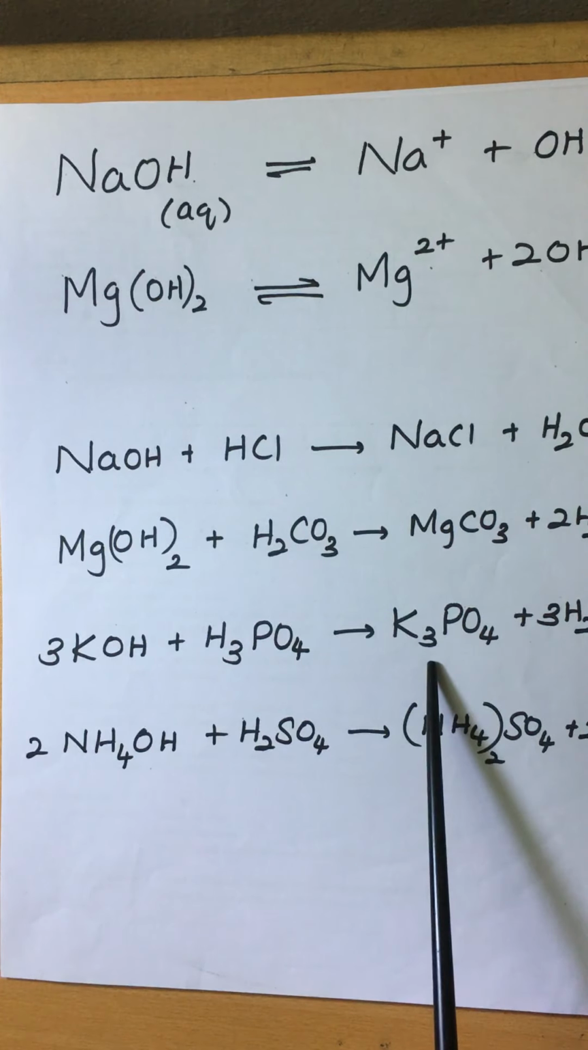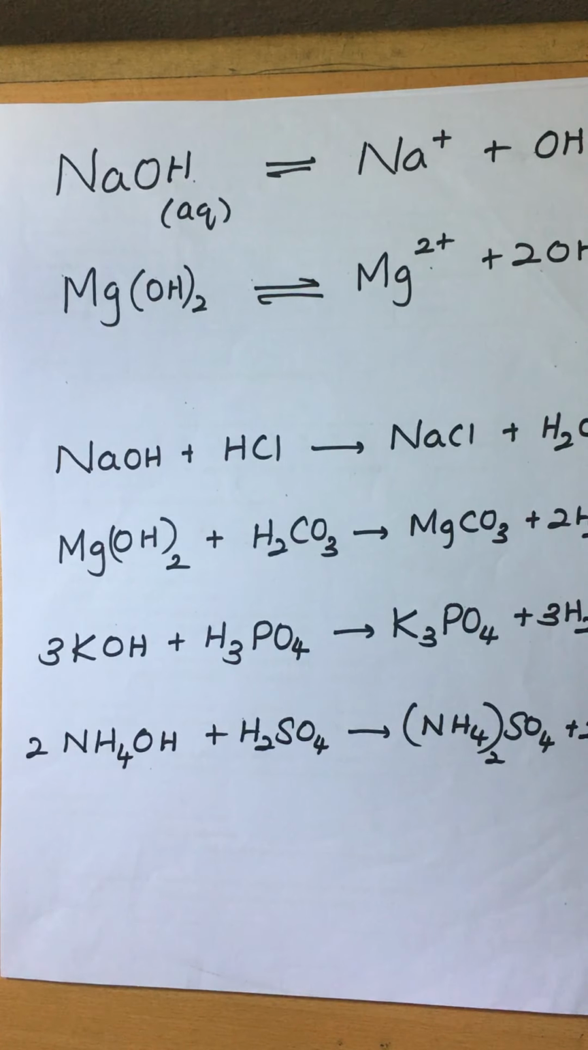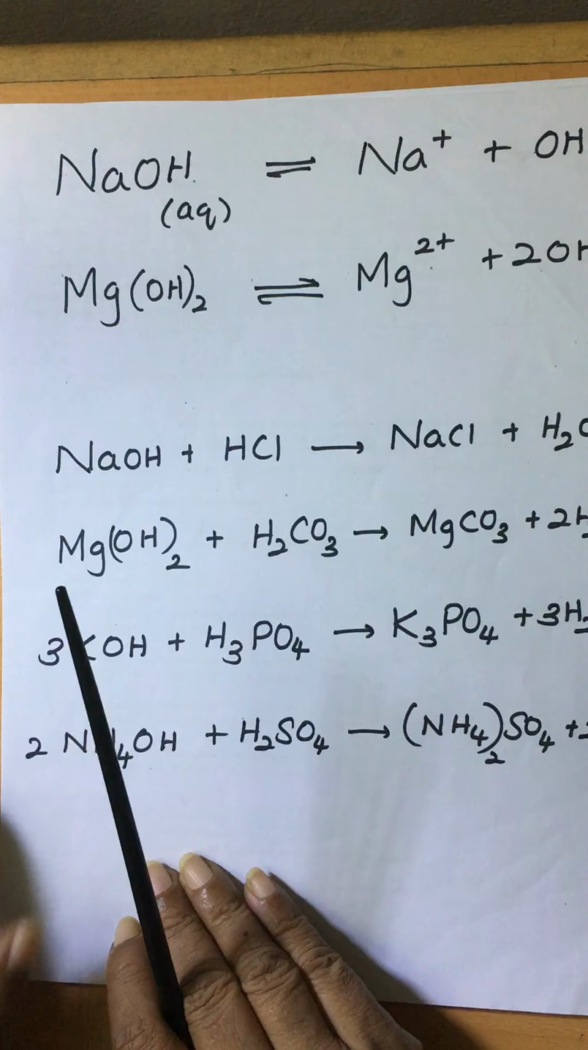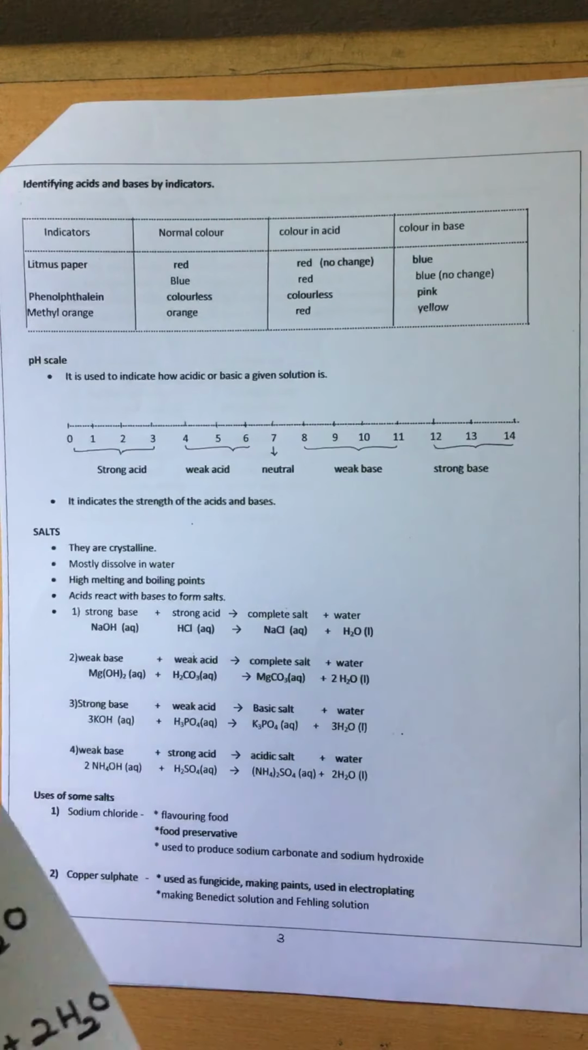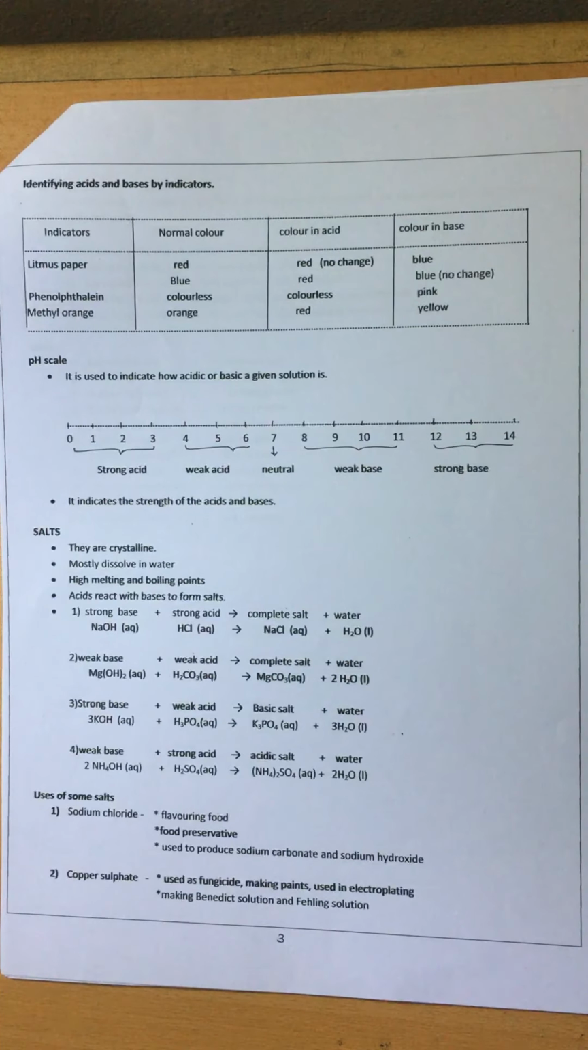Weak base with strong acid gives an acidic salt, and the water molecule is also formed. So these are the ways the salts form. The main thing is that a base reacts with an acid to form salt and water. Now, some uses of salts are given here.